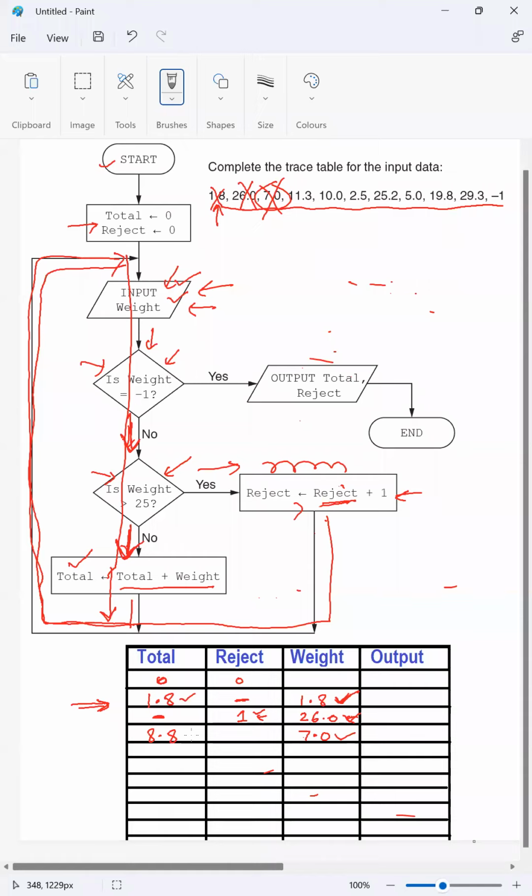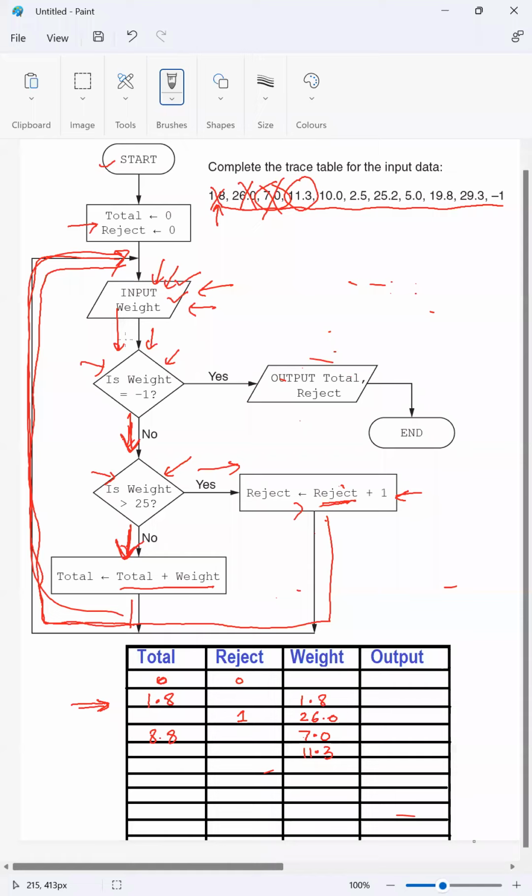Okay, let's keep going. And so what are we doing next? Let's see. Okay, so this was 8.8, right? Okay, let's move on now. So once we've updated our total, we go back up. What do we do next? We are going to take the input inside the loop. The value is 11.3. We're going to update weight. From here, we come here.